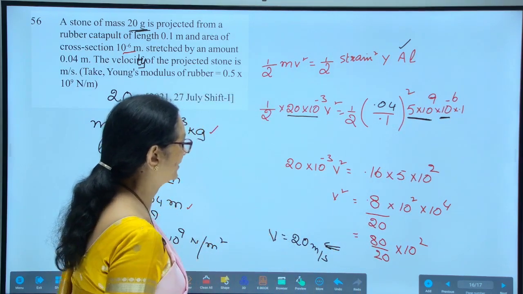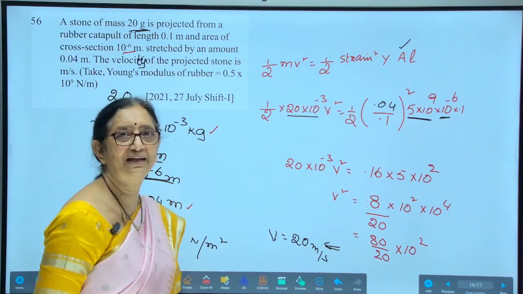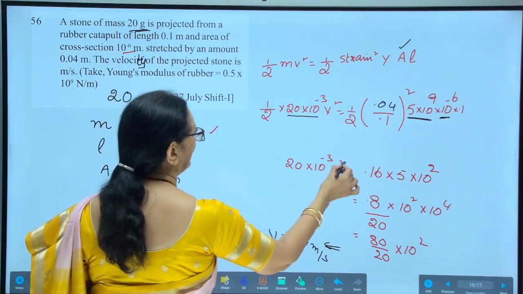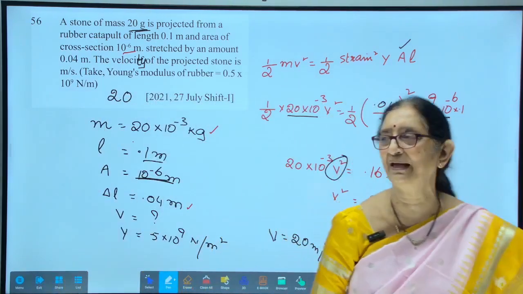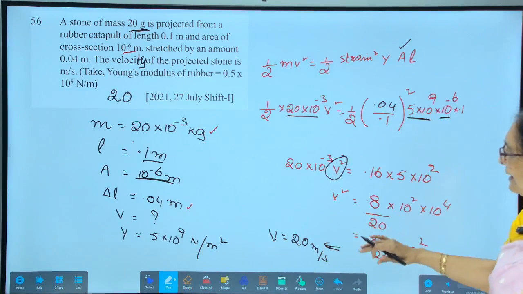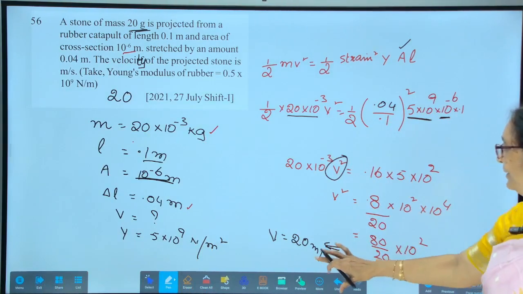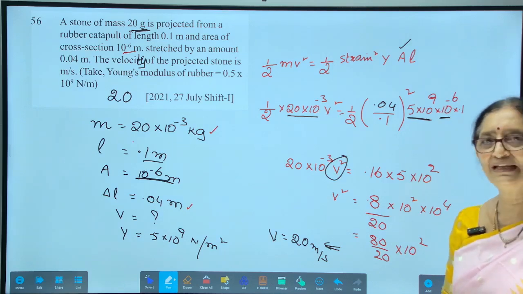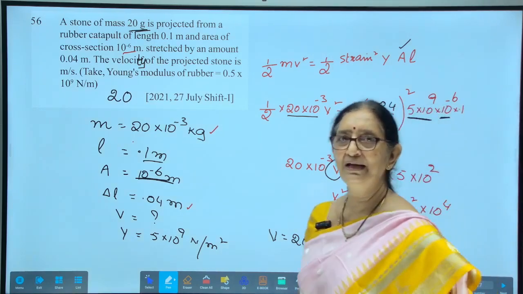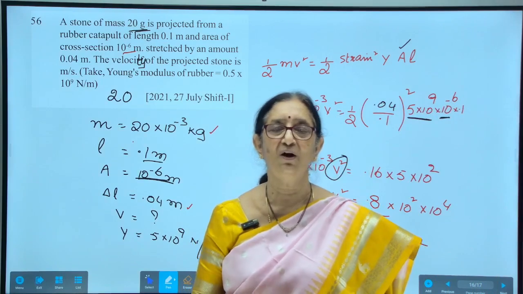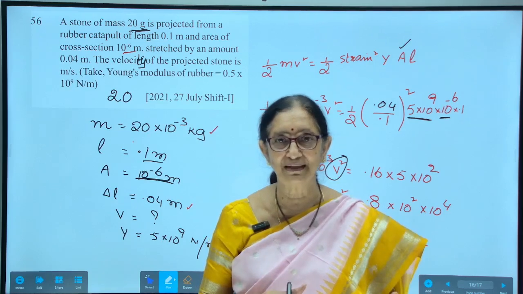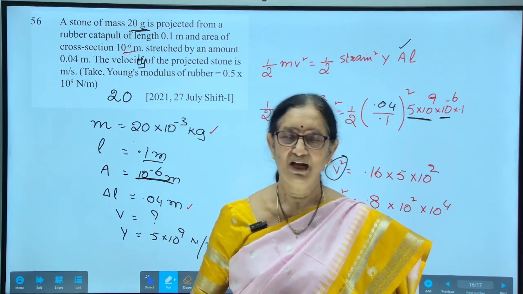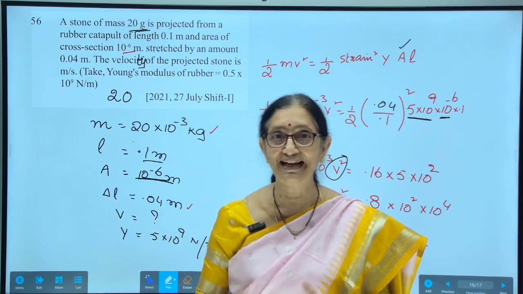Just on substitution, we got velocity as 20 meter per second. Everything else is given except the value of v square. So it is a simple calculation. So on solving, we got v as 20 meter per second. Okay. So with that, we have covered all the problems given in JEE Mains starting from 2019 to 25, from the topic elasticity.